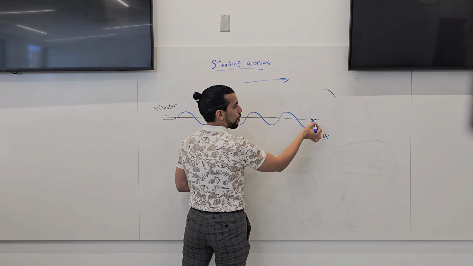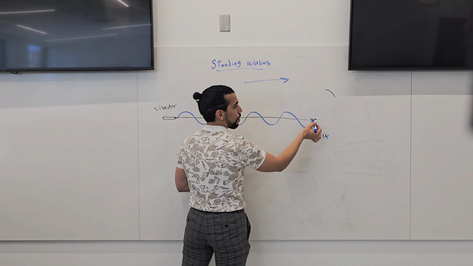So, the most fundamental standing wave is going to be a wave like this. It only has one antinode and two nodes. And this standing wave is going to have a lambda of 2L. L is basically the length of the string.